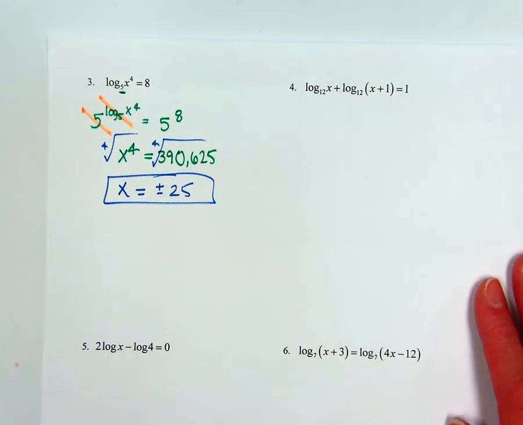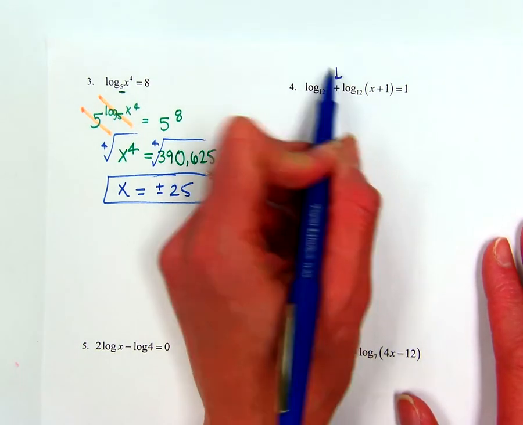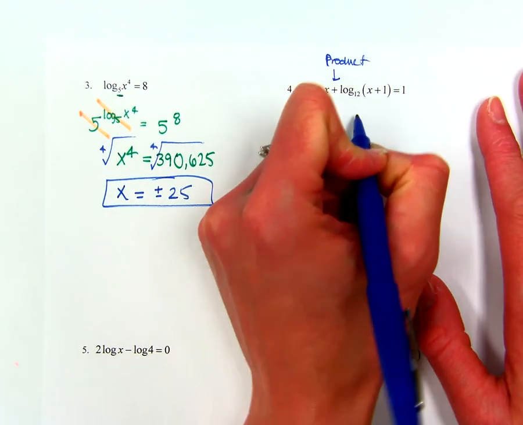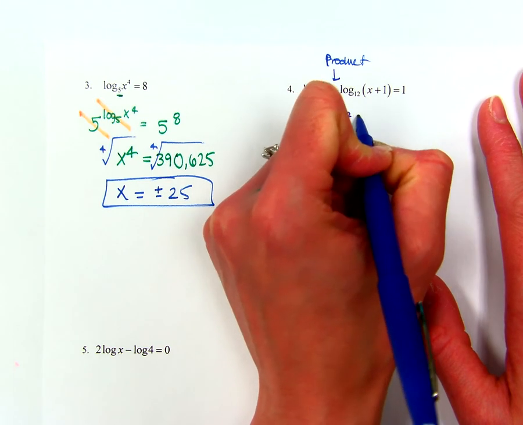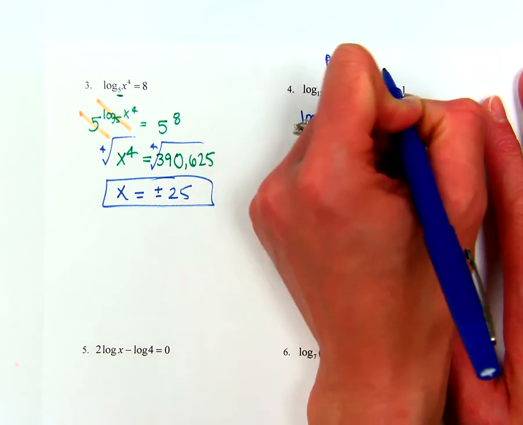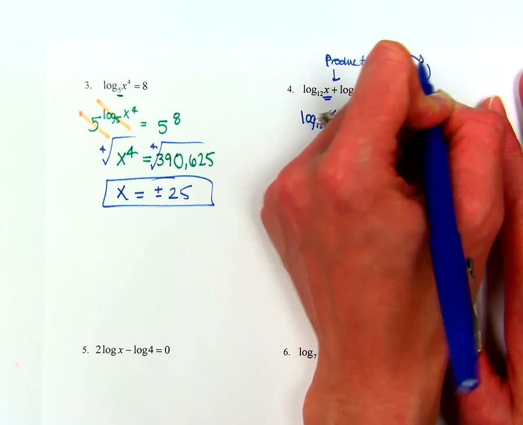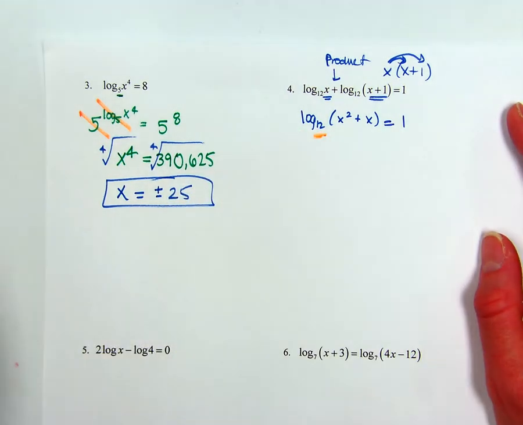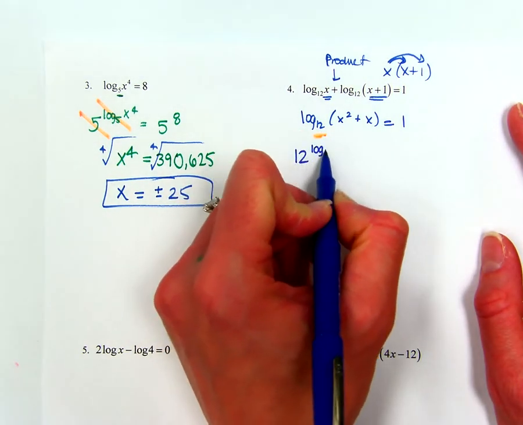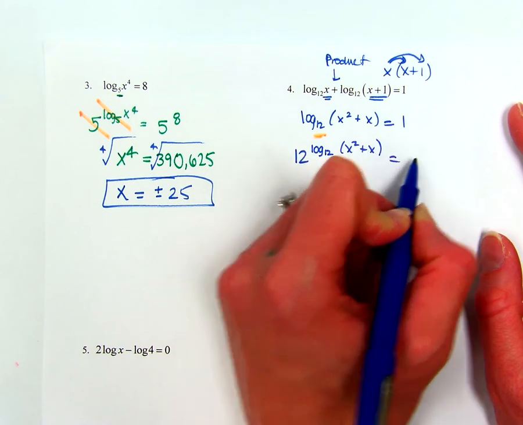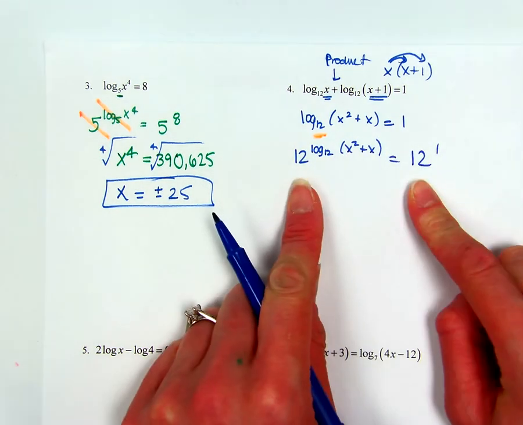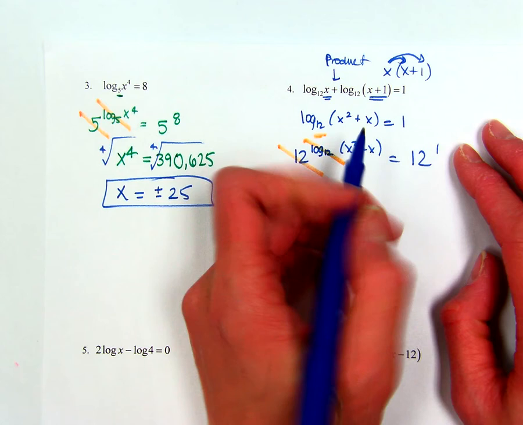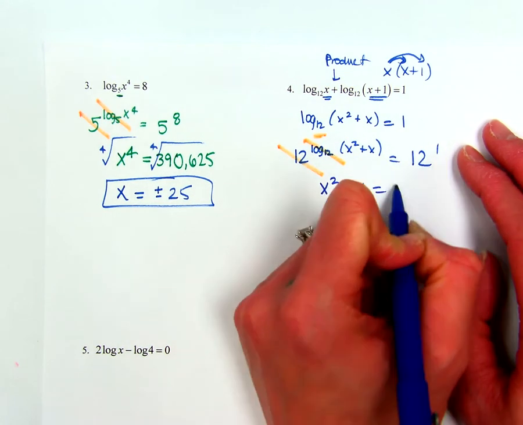Okay. All right, number 4, we have to condense first. So this tells me I'm going to do my product rule because it's addition. So I'm going to do log base 12 of x squared plus x, which comes from doing x times x plus 1, x squared plus x. And that equals 1. All right, so now I need to look at what's my log base. That's 12. I'm going to do 12 to the log base 12 of x squared plus x equals 12 to the first. So you're making sure you do the same thing on both sides, 12 to these powers. All right, so my 12 and log base 12 cancel. I have x squared plus x equals 12 to the first, which is 12.